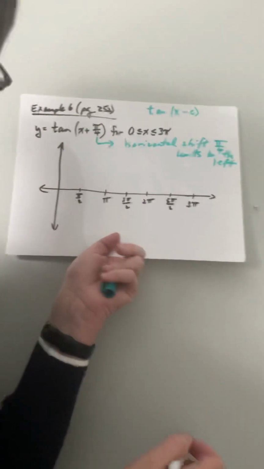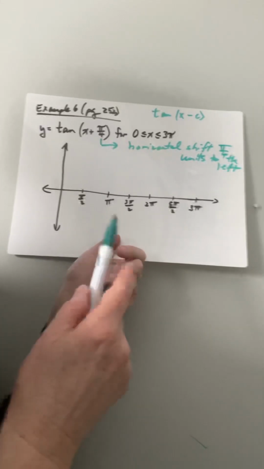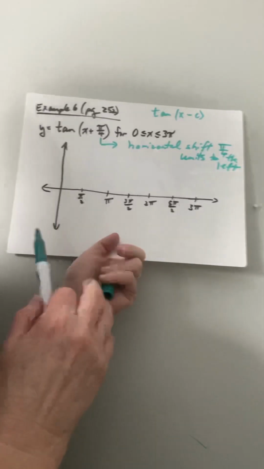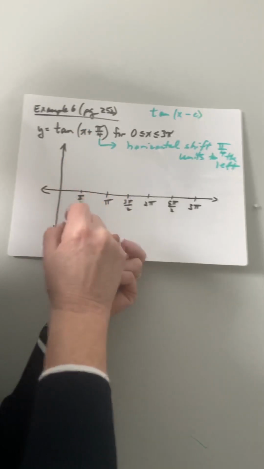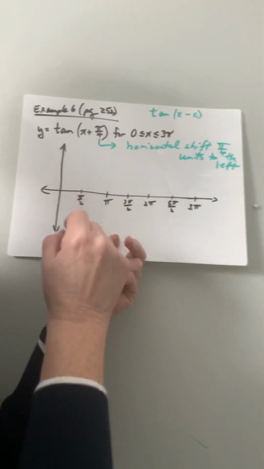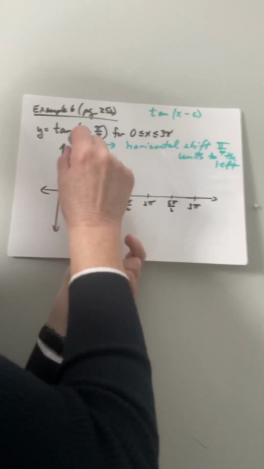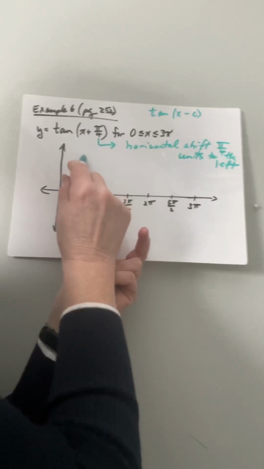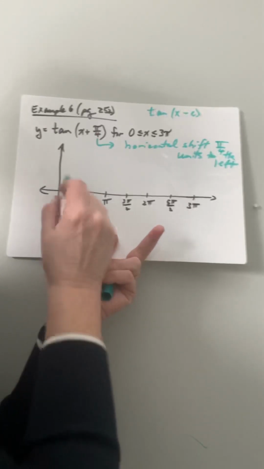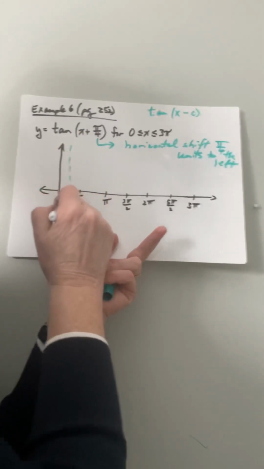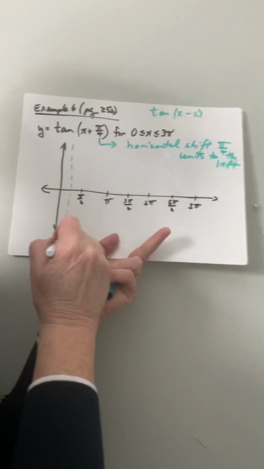So if we think about our regular tangent function with no transformations, we know that there's going to be a vertical asymptote here at pi over 2. So that vertical asymptote is going to move pi over 4 units to the left. Okay, well, that will bring it over here to x equals pi over 4.